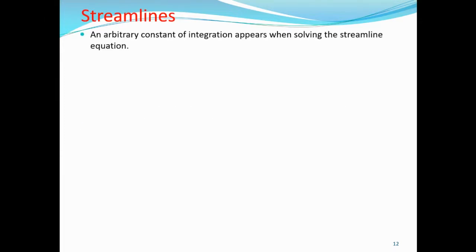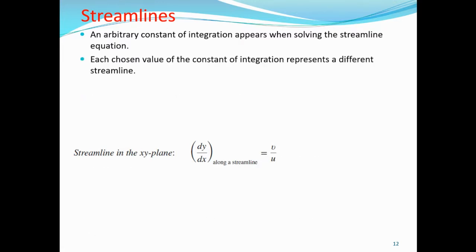On streamlines, an arbitrary constant of integration, because there we say dy/dx. So if we have the functions of v and u, we need to integrate to find y as a function of x, y, and t. When we integrate, we have an arbitrary constant of integration, which appears when solving the streamline equation. Each chosen value of the constant of integration represents a different streamline.